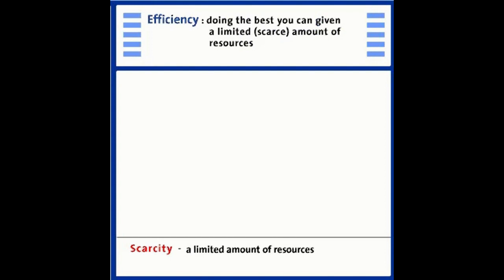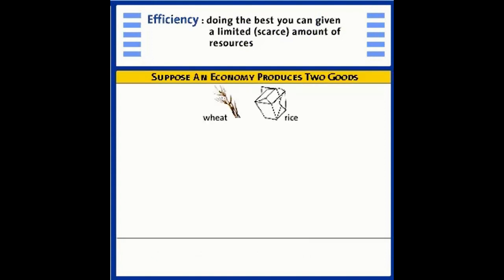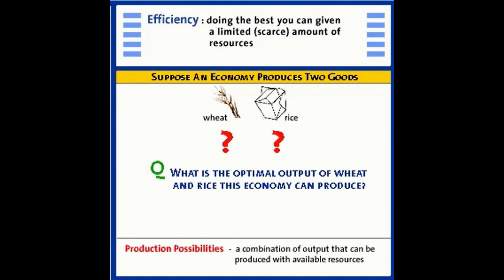Suppose we have an economy that produces 2 goods, and for the sake of our example, we'll make these an agricultural example. Our 2 goods are wheat and rice. So let's suppose we have an economy that produces these 2 products. Efficient behavior would be for the economy to produce the most wheat that it can possibly produce for a given quantity of rice. That is, using all of the resources that are left over that aren't producing rice and making the largest quantity of wheat possible. That's what we mean when we refer to efficiency, getting the most you can out of your limited quantity of resources.